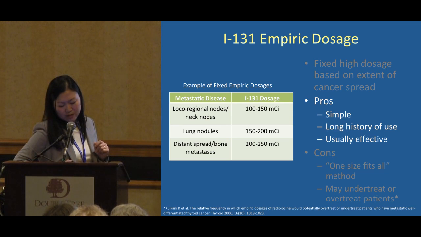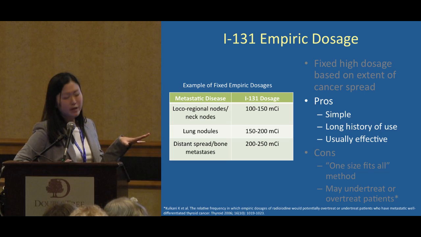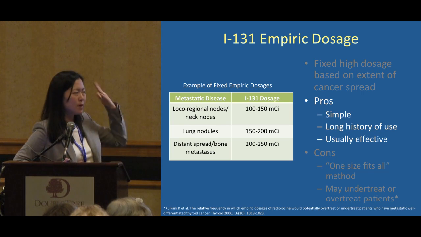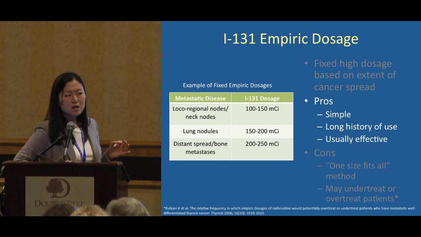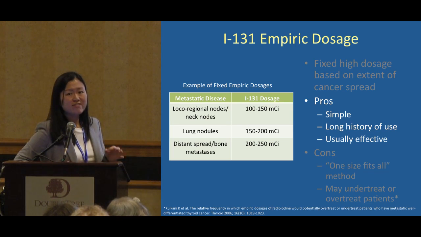There's a retrospective study that was published in 2006 where they went back and calculated for patients. Patients all got empiric doses, but they had the data to calculate what we would have given them if we had based the dose on the patient's own characteristics. And what they realized is that, in general, with empiric doses, younger patients tended to be under-treated, and older patients tended to be overtreated with empiric doses of radioactive iodine to treat metastatic disease.